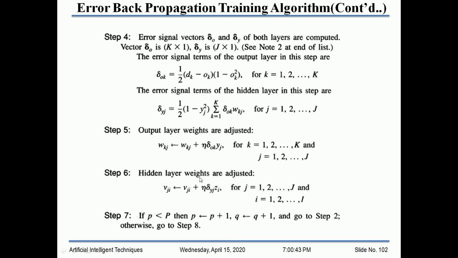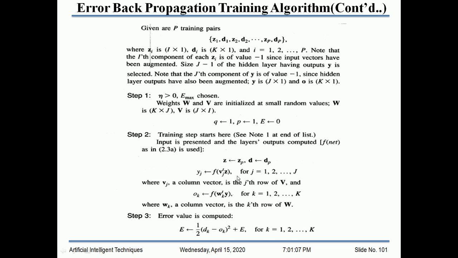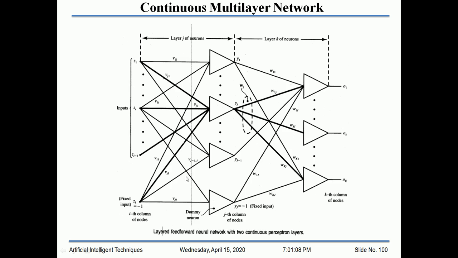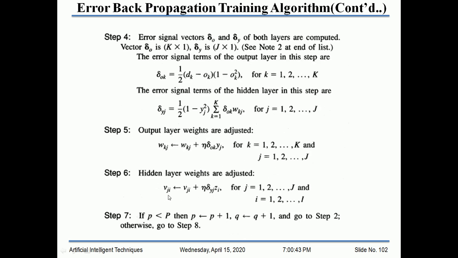Now what are the hidden layer weights? Hidden layer weights are also to be adjusted. Here hidden layer weights are nothing but V. So Vji new equals Vji old plus, once again, the product of the learning constant, delta Yj and Zi. Zi is the input to the hidden layer, is it not?